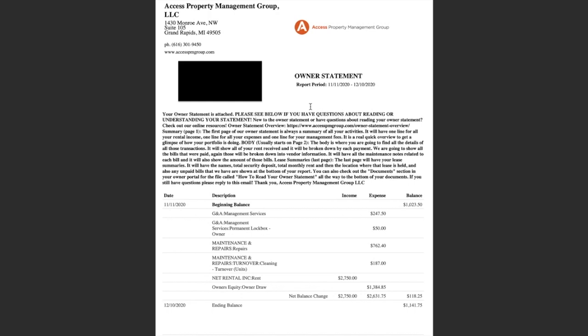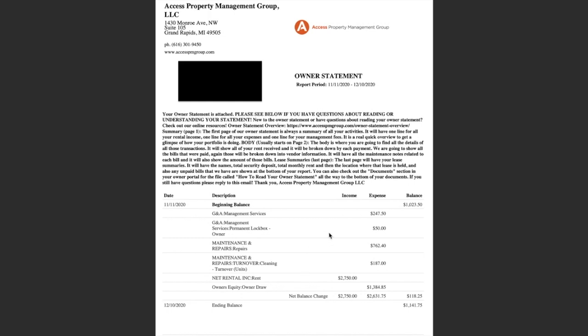So the first page of the statement does have a paragraph here, just assisting with what we're going to talk about in the video, how to read your statement, how to understand the statement. Down below that, you have the summary, or a snapshot, if you will, of all the information you're going to find in detail on the following pages. Now, it's important to know that the information that you see here on the first page is only a summary of the information that follows.